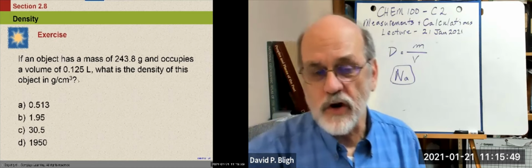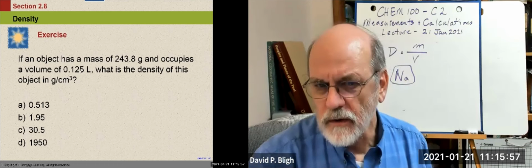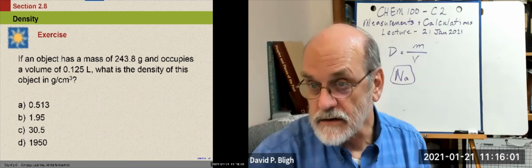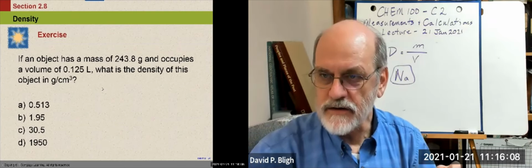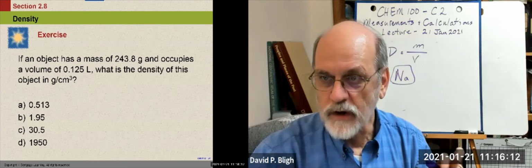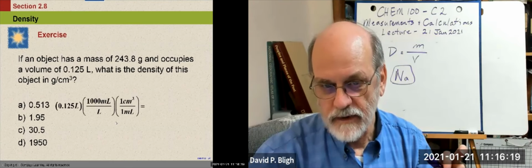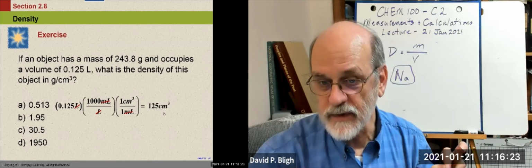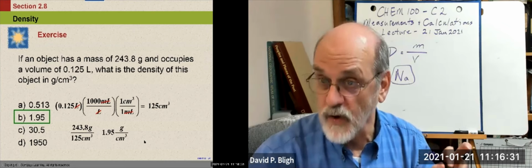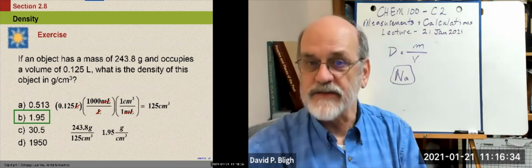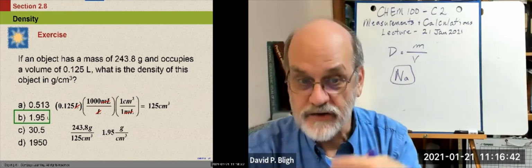So if we're going to determine the answer in grams per cubic centimeter, but this is in liters, what do you have to do? You have to convert that to milliliters, which is equal to cubic centimeters. So 0.125 liters is 125 milliliters, or 125 cubic centimeters. Then you can put that in your formula and determine that the density is 1.95 grams per cubic centimeter. So that's the dimensional analysis part. You've got to keep track of your units. You've got to have the right units to get the answer that's asked for.